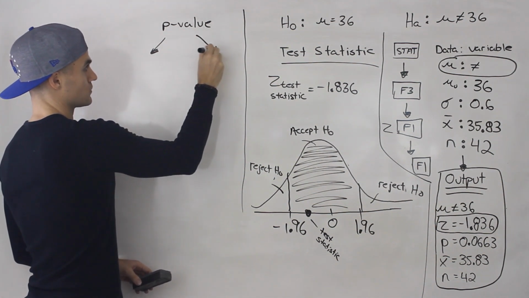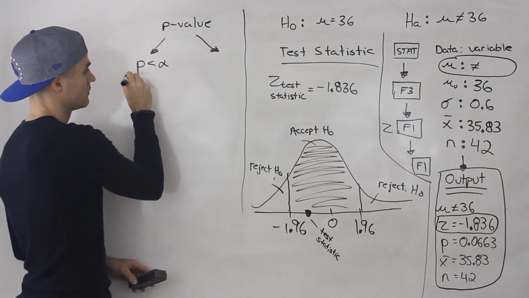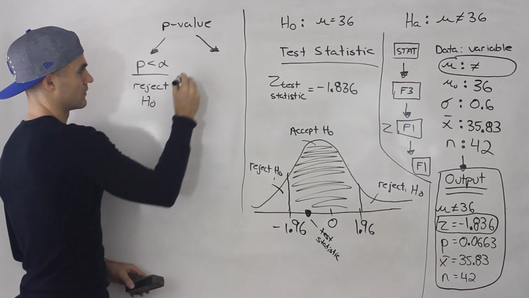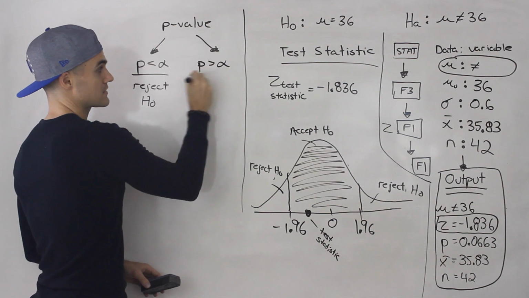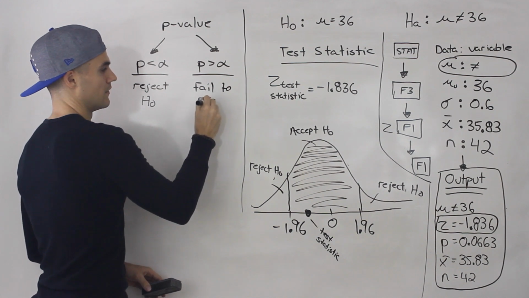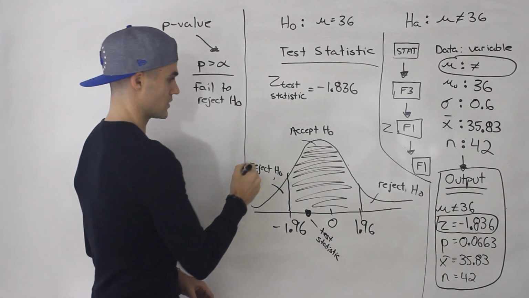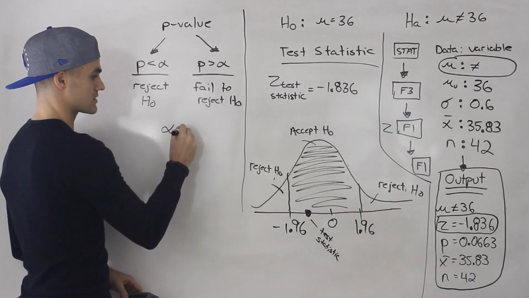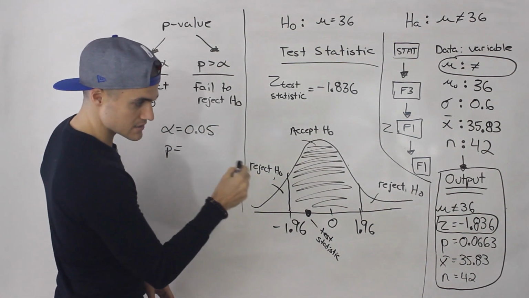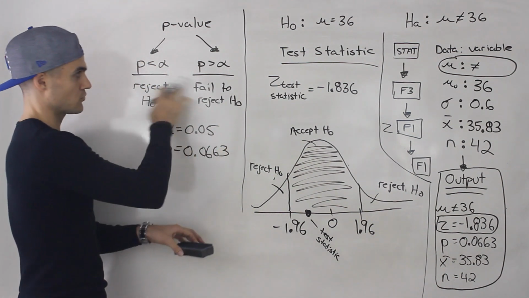You've got to just remember two rules. Basically, if that p-value is less than the significance level, then we reject the null. And if the p-value is greater than the significance level, then we fail to reject. So what was our significance level? If you remember in this question, our significance level was 5% or 0.05. And notice the p-value in this case is 0.0663.